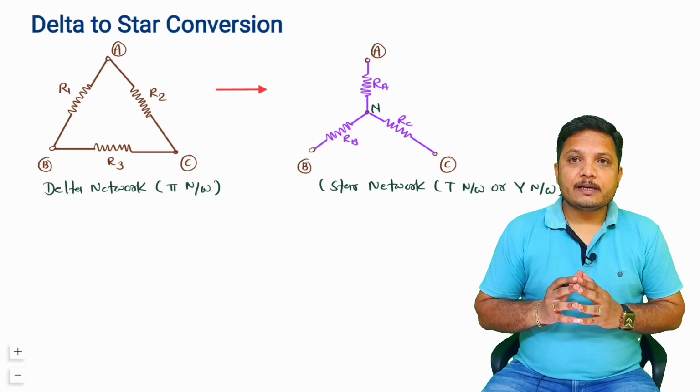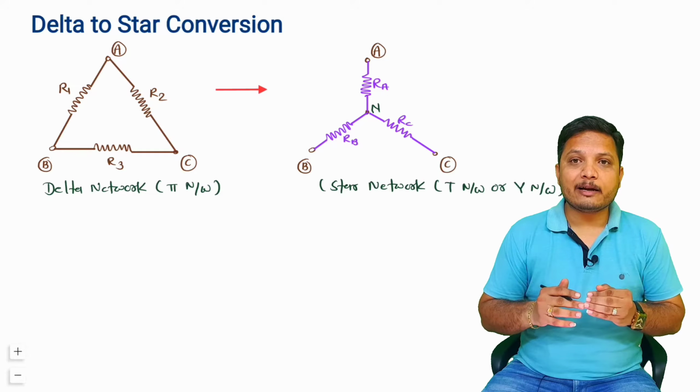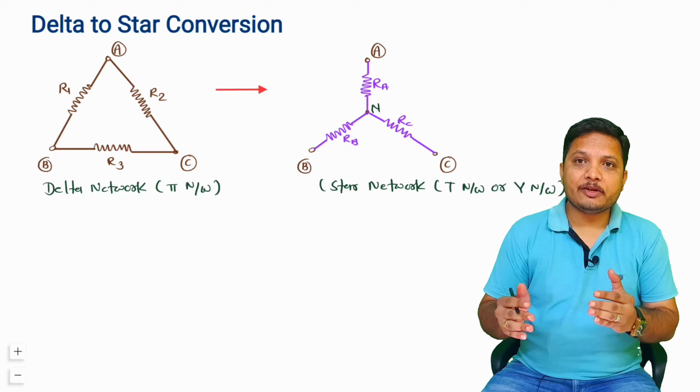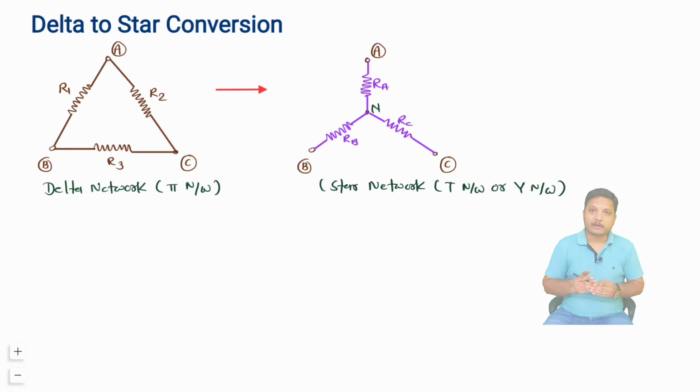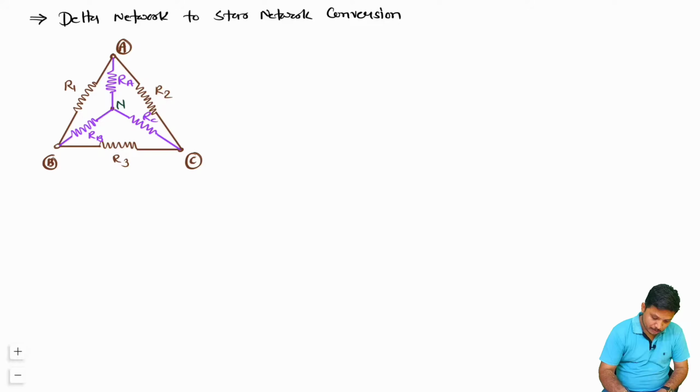Now my dear friends, I'll be going to show you how we can have conversion of delta network into star network. So let me explain you that by placing star network inside delta network. So now I'll be going to explain you how we can have conversion of this delta network which is having resistance R1, R2 and R3, and that is what we will be converting in terms of star network which is having resistance RA, RB and RC.